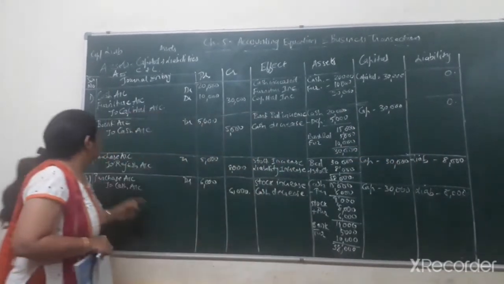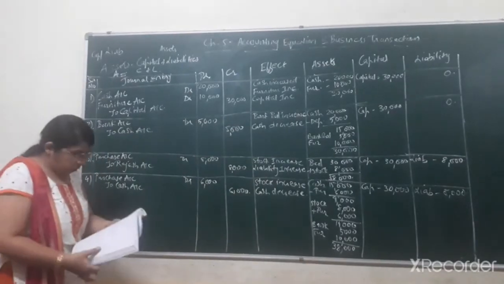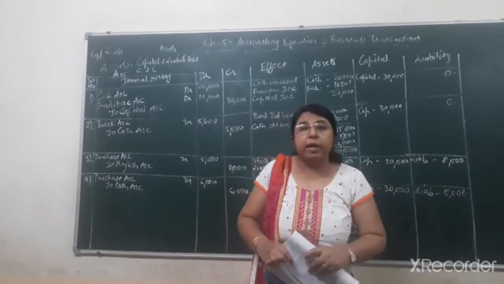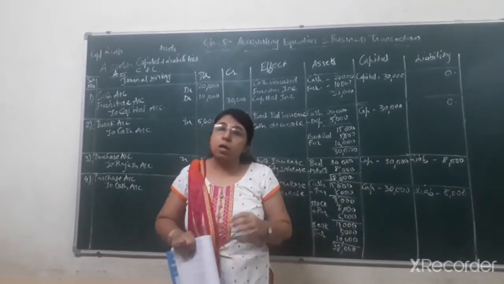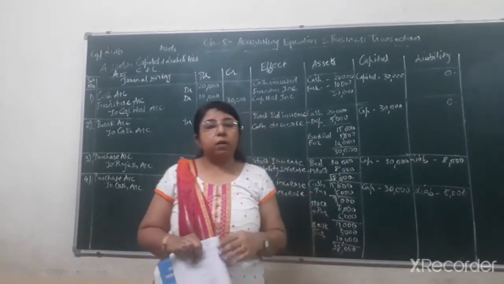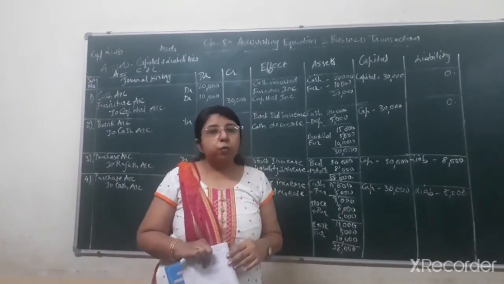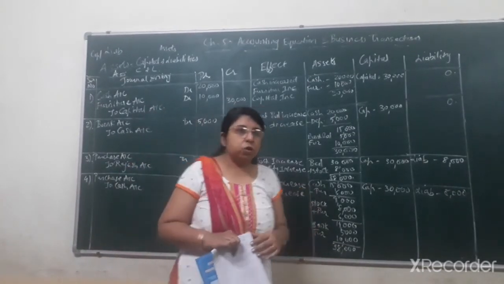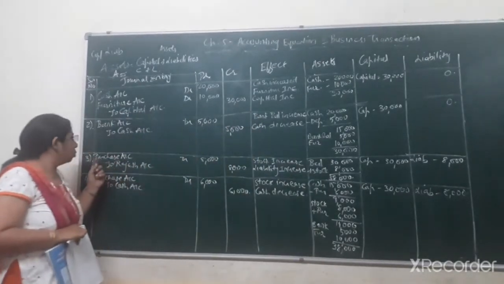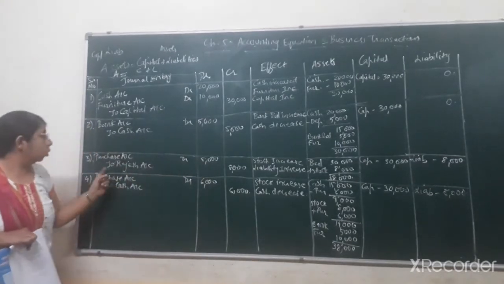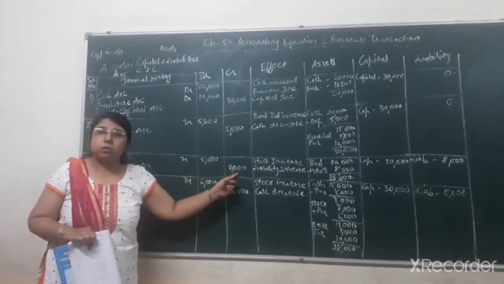Now moving on to the third transaction: goods of 8,000 purchased from Rajesh. We have purchased the goods on credit. Over here the name of the person from whom we have purchased the goods is mentioned, so it is a credit transaction. You are very much familiar now with how to write the journal entry: purchase account debit 8,000 to Rajesh account credit 8,000.